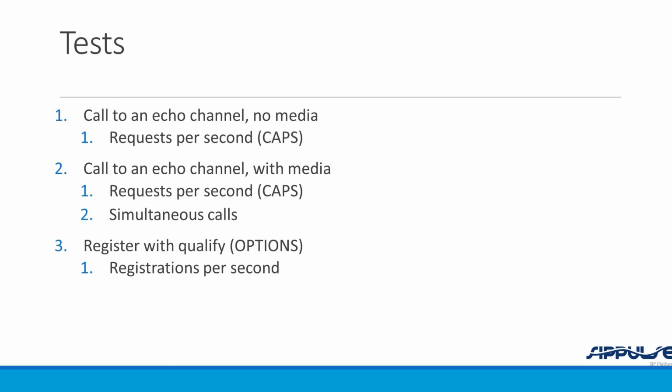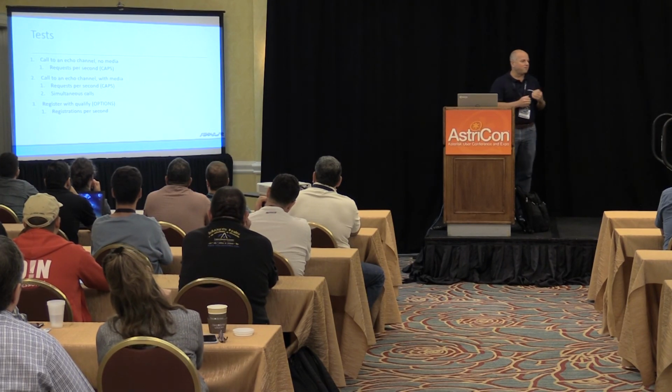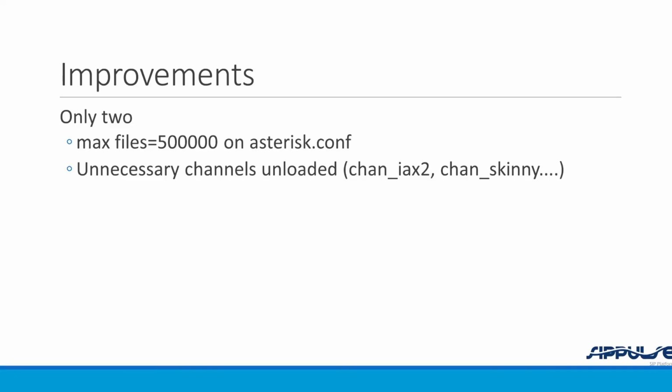Then a call to an echo channel with media, just to make sure that we have enough simultaneous calls. And the last one was the register with a qualify, so register with options on the other side. So we have to script a bit using the tool SIPp, SIPp performance. I wanted to test Asterisk using stock Asterisk, like apt-get asterisk, absolutely no improvement, no tuning.